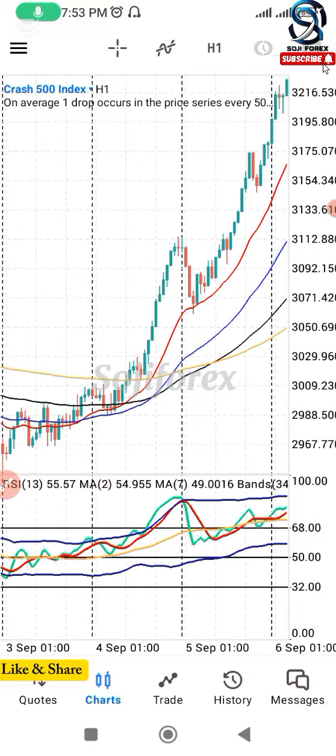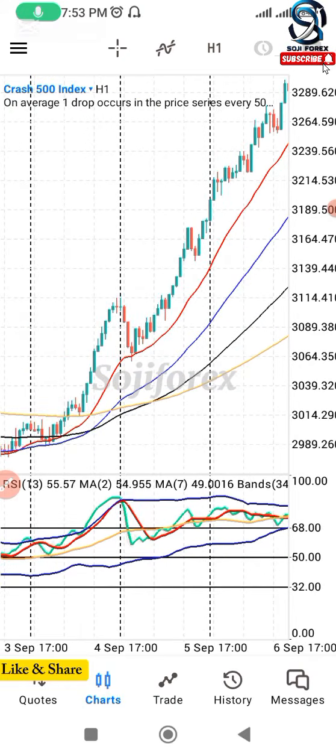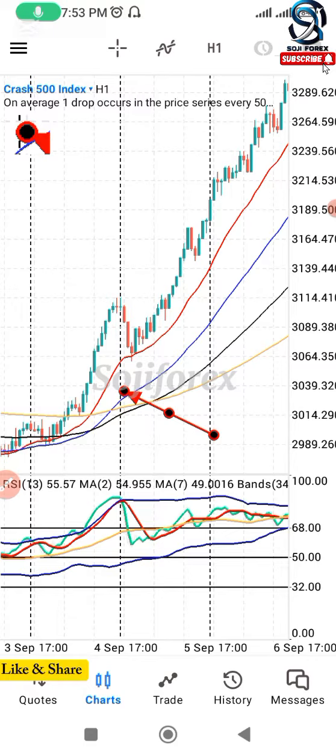Let me show you this again. Now, this is Crash 500. Look at in this scenario, the price is respecting the zone of the 20 period moving average. So one of your zones of entry is the 20 period moving average. Remember, identifying key zones. In this video, I am not saying you should buy it, but let's understand the concept.